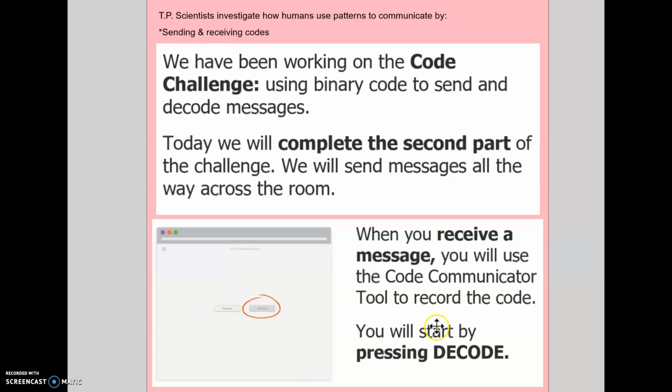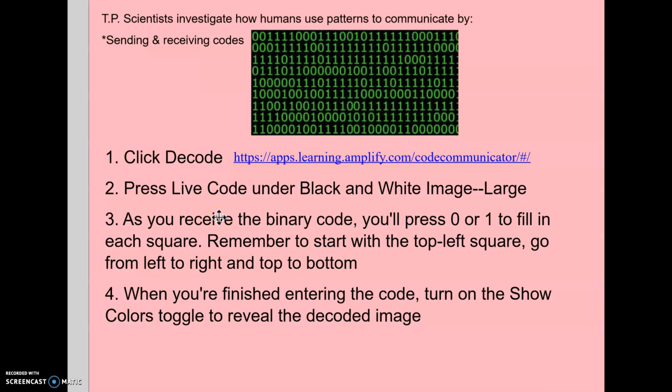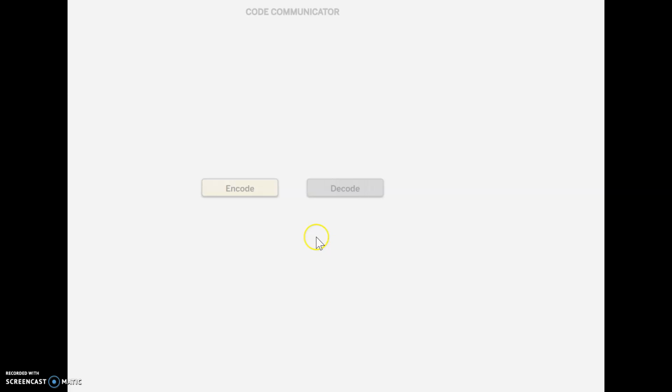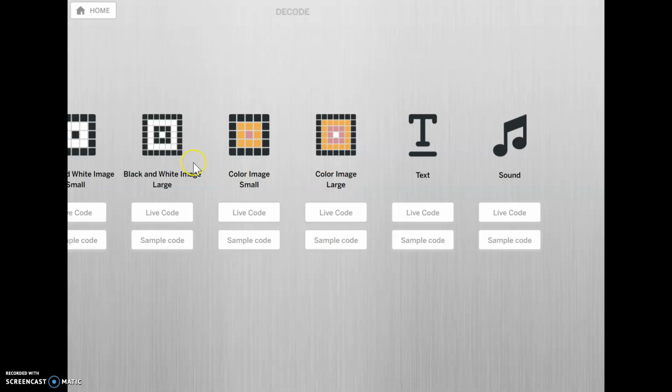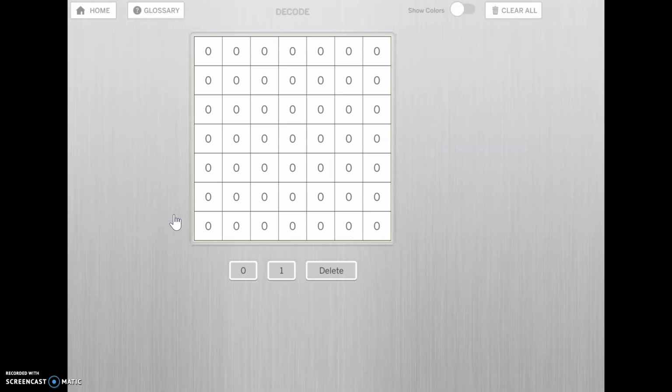So we are going to come to the code communicator and we're going to click decode. We're going to click black and white image large. And if you're doing this at home, if you'd like to, you can click sample code and it'll give you one that you can try to decode. Since my husband gave me one, I'm going to click live code. And I'm going to put in the binary that he gave me. And then once we're all done, we can click show colors and we'll see the image.